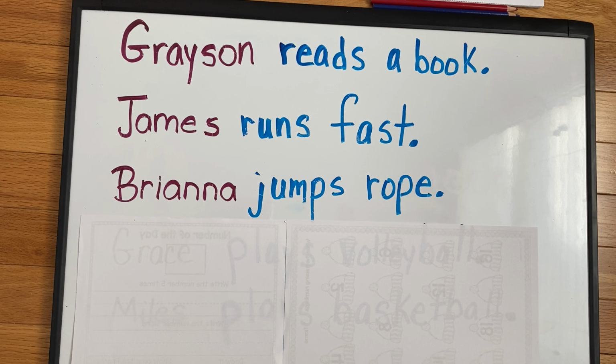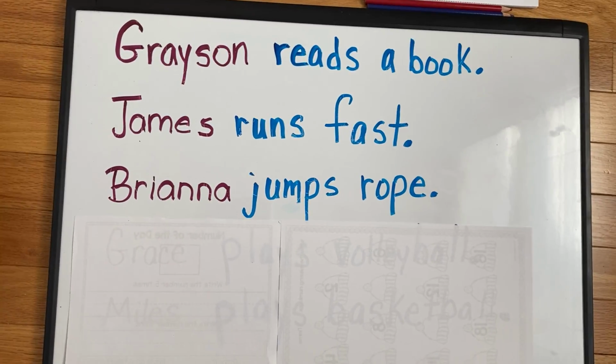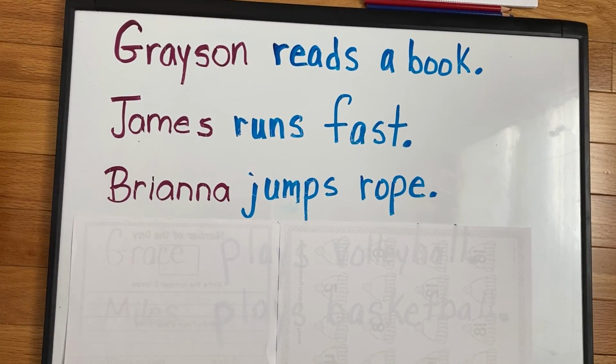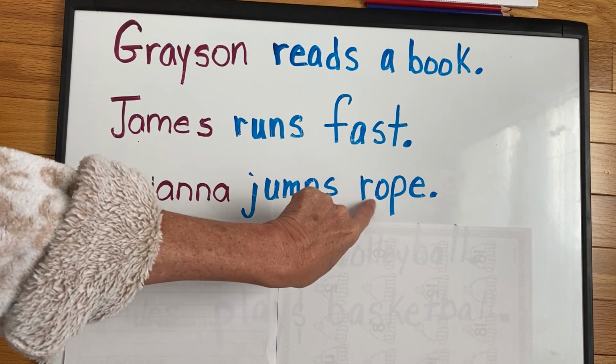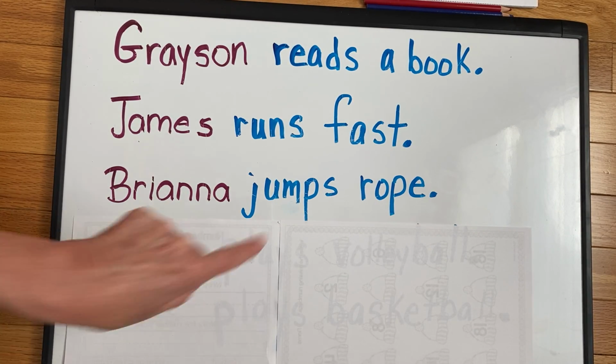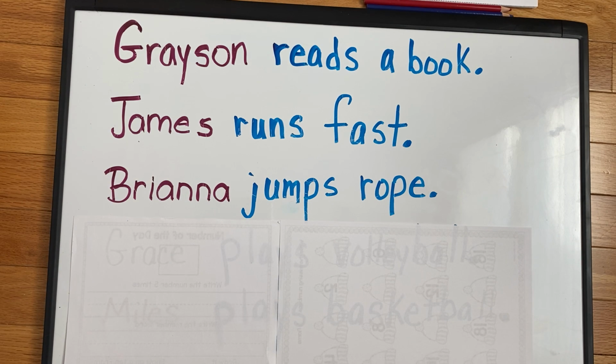So, who is our sentence about? Who is jumping the rope? Oh, excuse me. You're right. It's Brianna. So, Brianna is the naming part of our sentence. It's who the sentence is about. Now, what does our sentence tell us that Brianna likes to do? It's telling us that Brianna jumps rope. So jumps rope is the telling part.